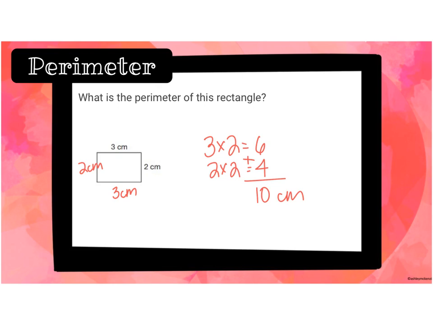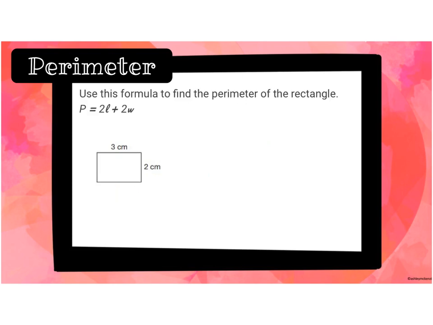So 10 centimeters is correct. A lot of you guys were showing me 10 centimeters, which is great. So awesome job. Some of you did it in your head. Some of you showed me the work. Either way is totally fine. Okay, so perimeter is pretty easy, right? You add up all the sides together.